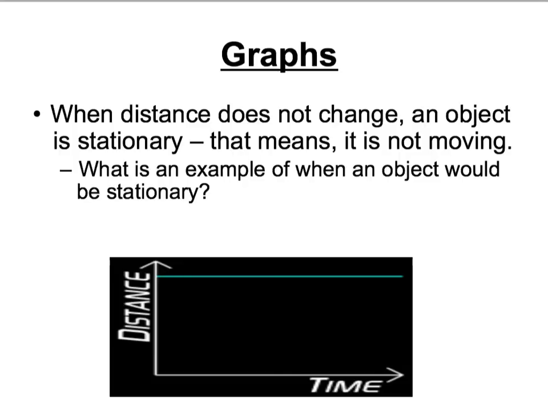When distance does not change, that means an object is stationary. That basically means it is not moving. An example of when an object is stationary, let's put that in terms of a car, because we discussed that earlier with cruise control. A time that I would not be moving would be any time I'm at a stop sign or a stoplight.